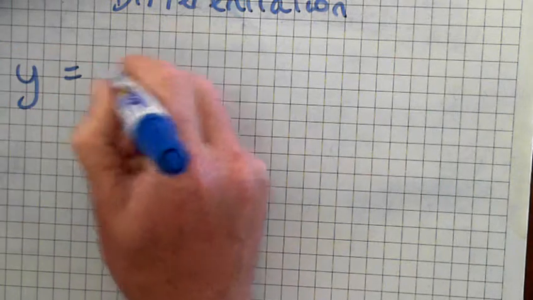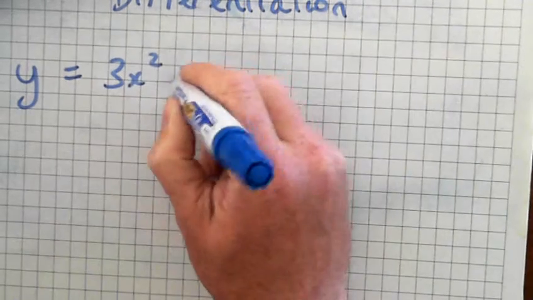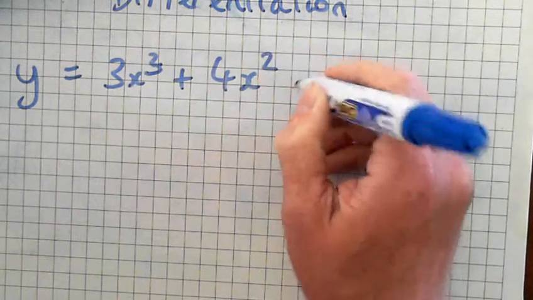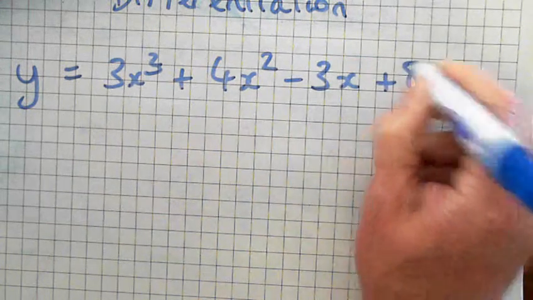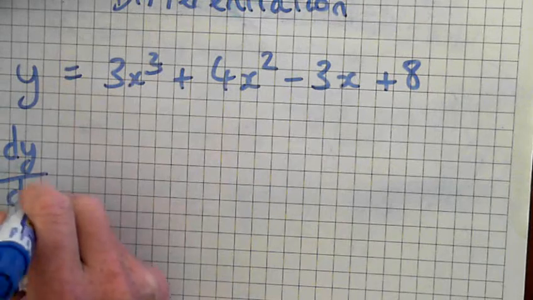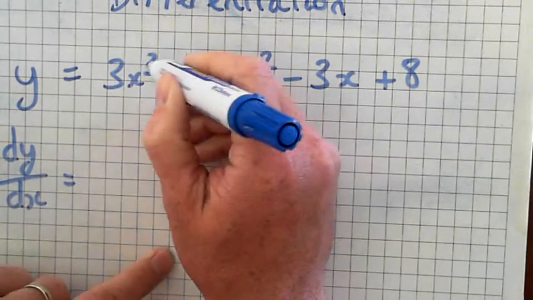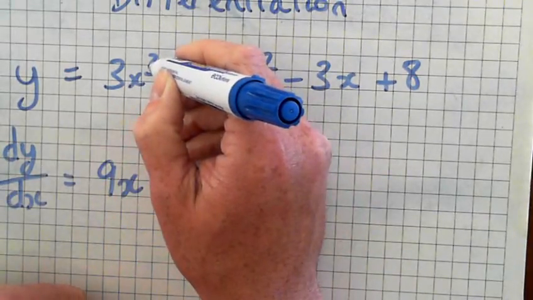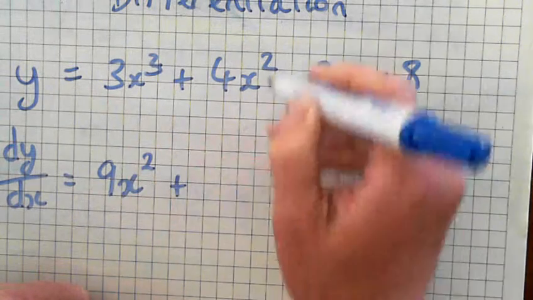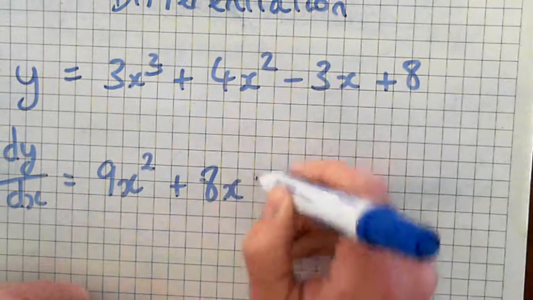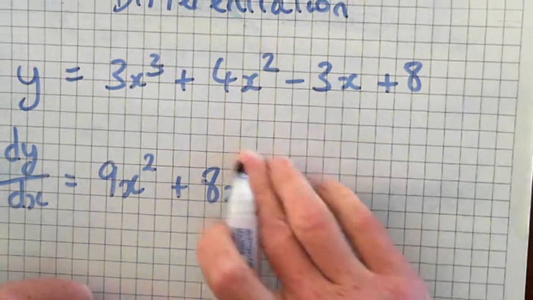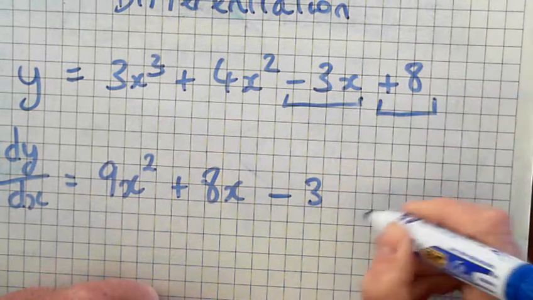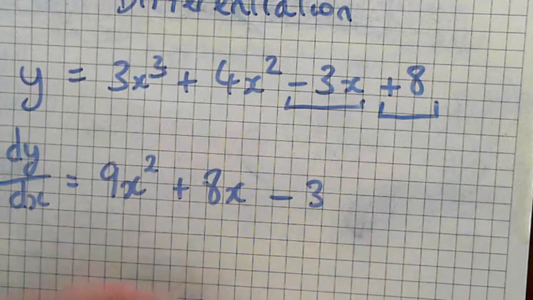So y is equal to 3x cubed plus 4x squared minus 3x plus 8. dy/dx. Well, I'll do the first one here. So 3 times 3 is 9. X, reduce the power by 1. 2 times 4 is 8. X to the power of 1, which is 8x. Then it's just minus 3. Differentiate the constant, it's plus 0, which we just leave blank.